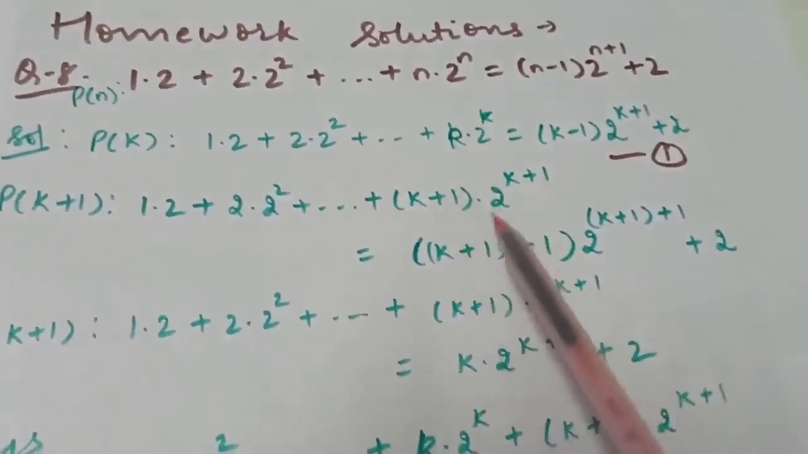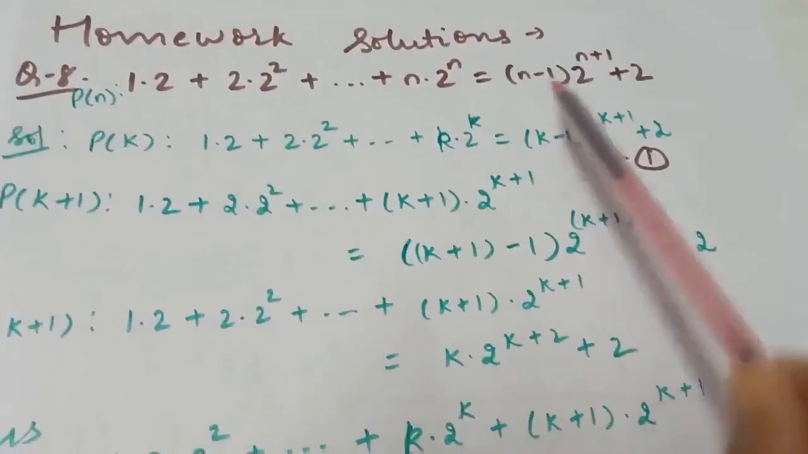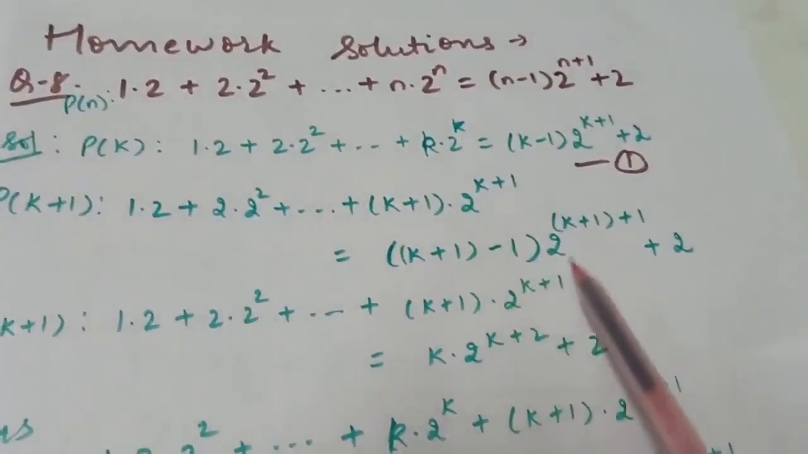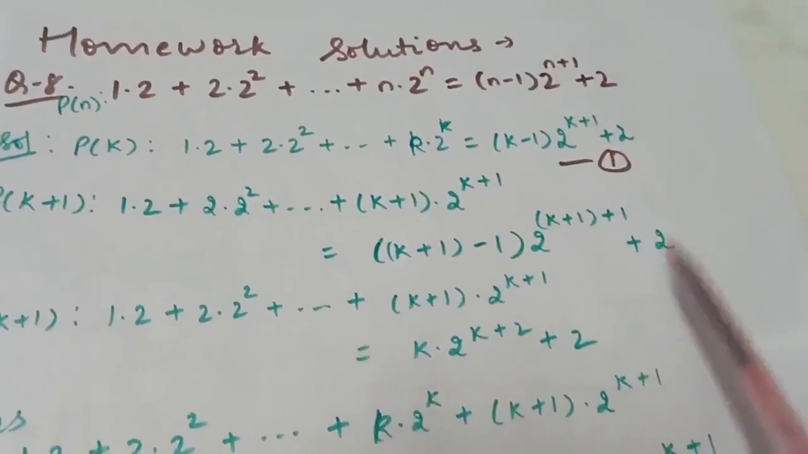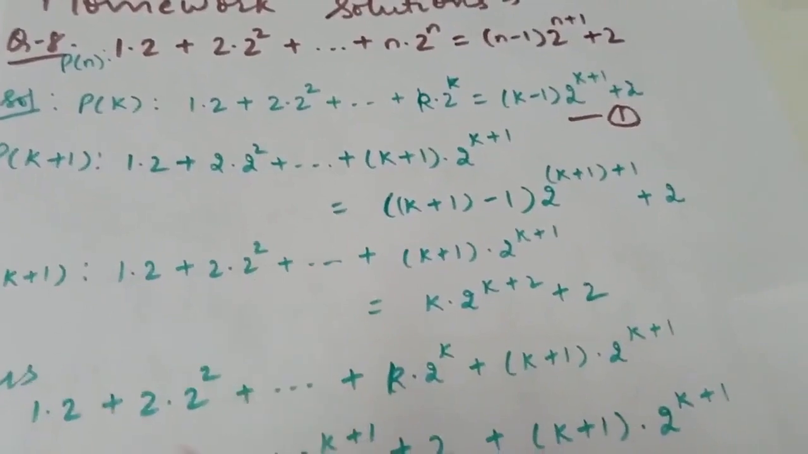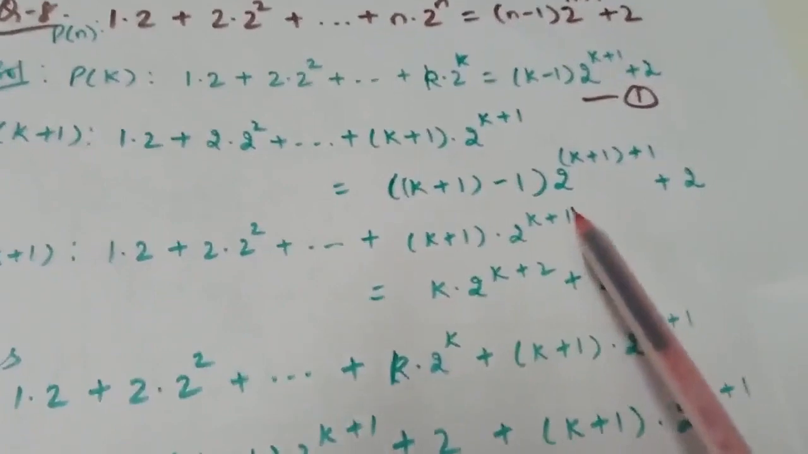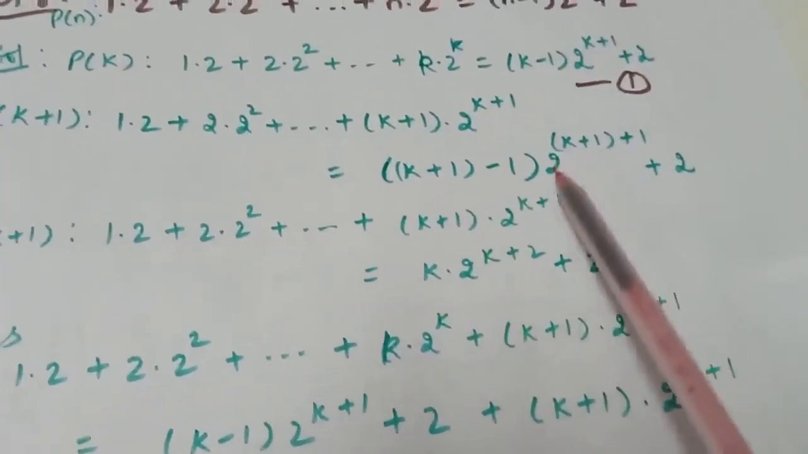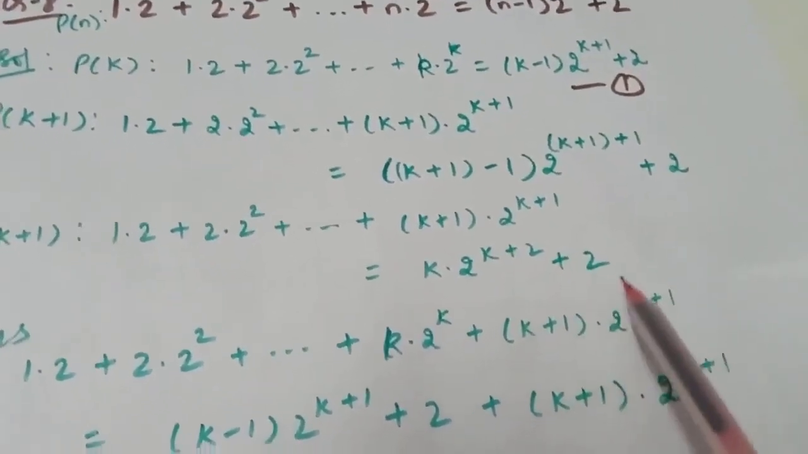So here k plus 1 into 2 raised to the power k plus 1, and in RHS n minus 1, that is, in place of n, k plus 1 minus 1, into 2 raised to the power k plus 1 plus 1, and then plus 2 as it is. Solving it again, it will be 1 into 2 plus 2 into 2 square and so on, plus k plus 1 into 2 raised to the power k plus 1, which is equal to, now this will be k into 2 raised to the power k plus 2 plus 2 as it is.